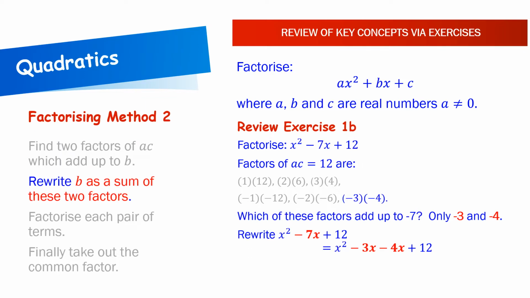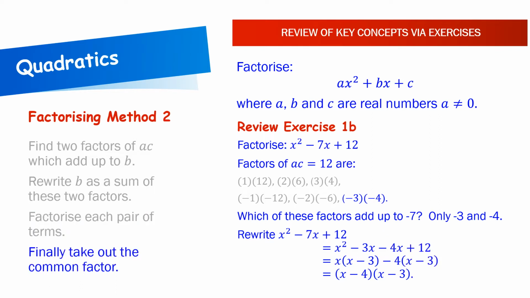So let's rewrite x squared minus 7x plus 12 as x squared minus 3x minus 4x plus 12. And then factorize each pair of terms as shown. So x squared minus 3x becomes x times x minus 3. And similarly, minus 4x plus 12 becomes minus 4 times x minus 3. Take out the common factor, which is x minus 3, and x minus 4 is what remains.